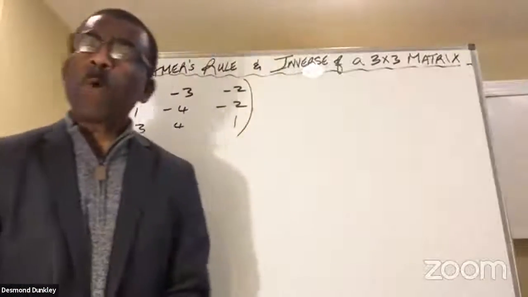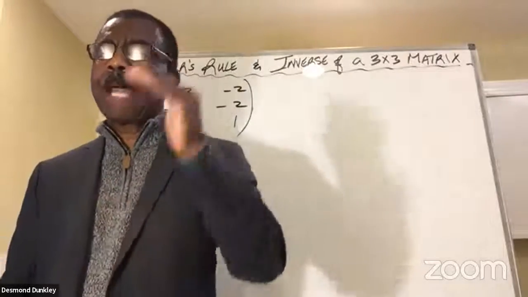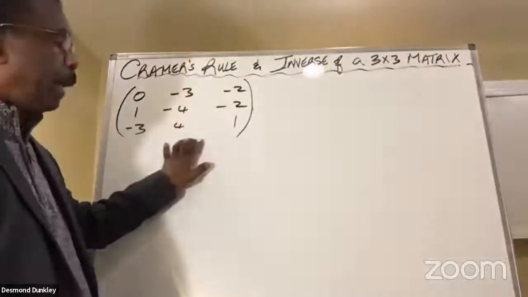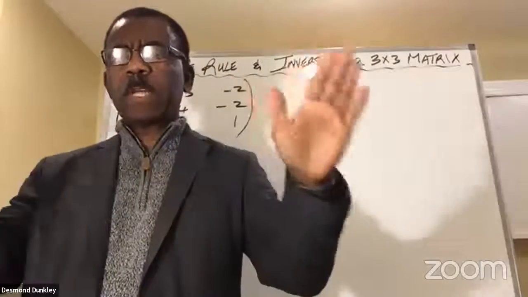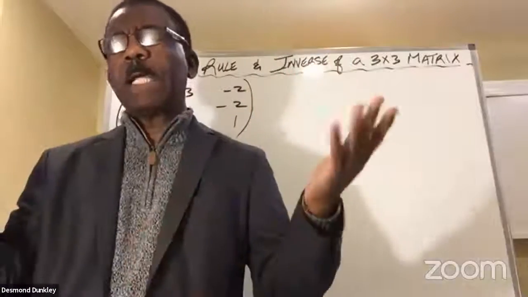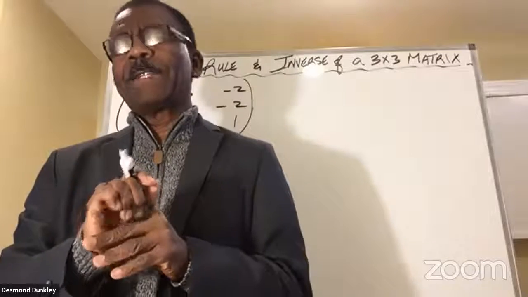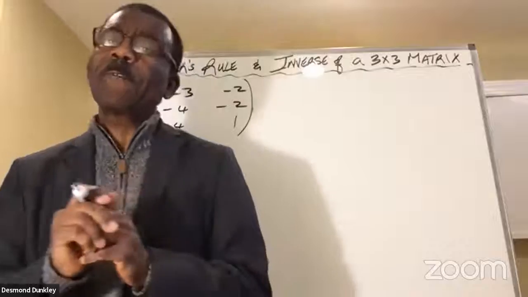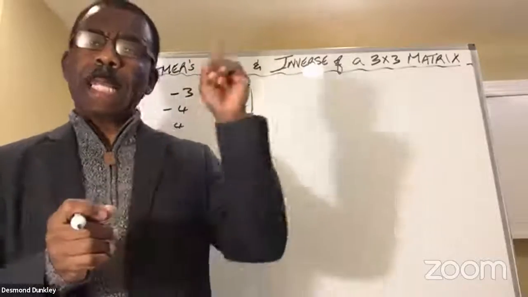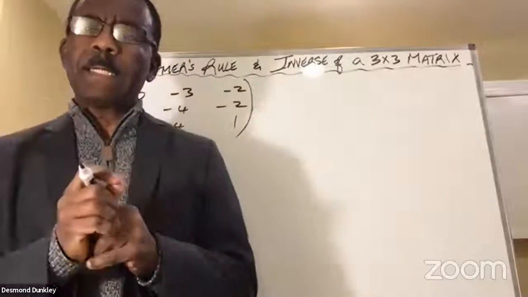Okay, so step 1 says find the determinant of the matrix. Because remember, if the determinant is 0, you stop because game over. The inverse does not exist. So the first step is to find the determinant. Now we found the determinant of a 2 by 2, saying it's AD minus BC.